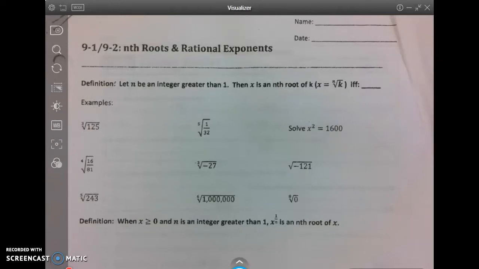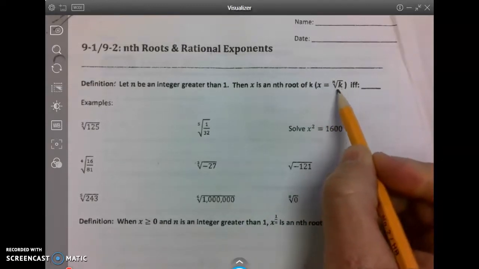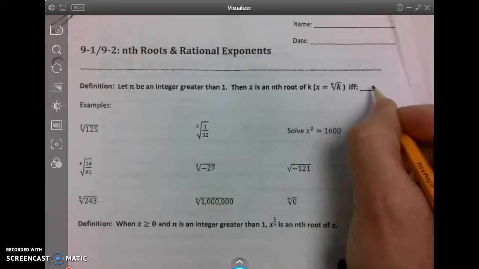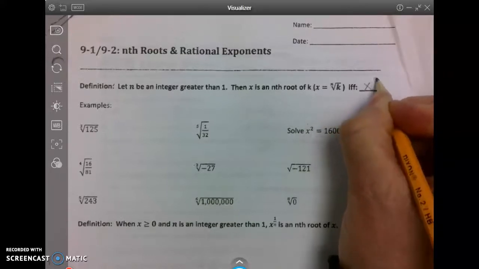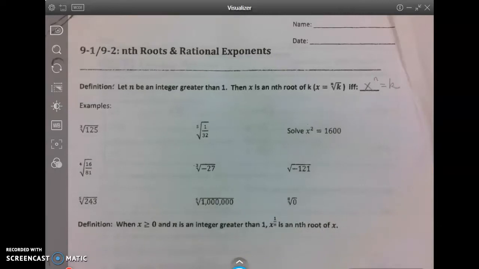Let n be an integer greater than 1. Then x is an nth root of k. In other words, x equals the nth root of k if and only if x to the n equals k. Now you might be thinking, what? I don't exactly get that.